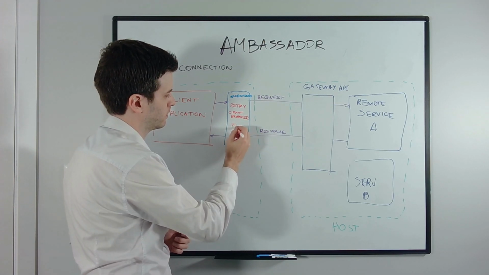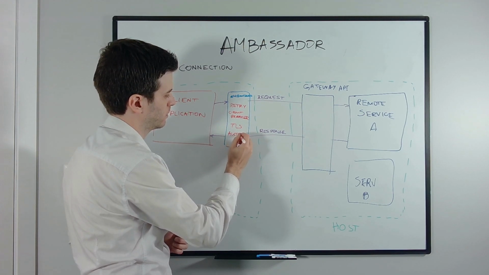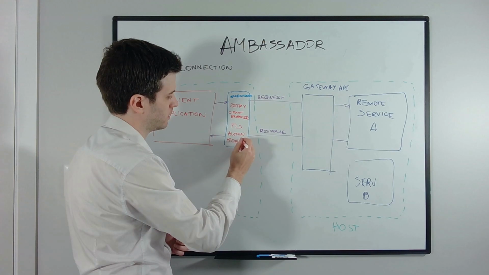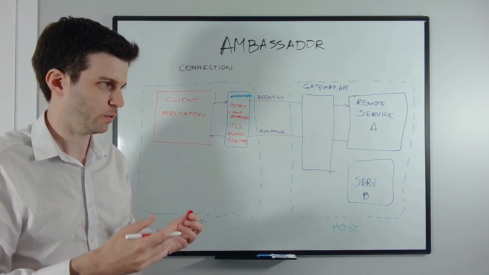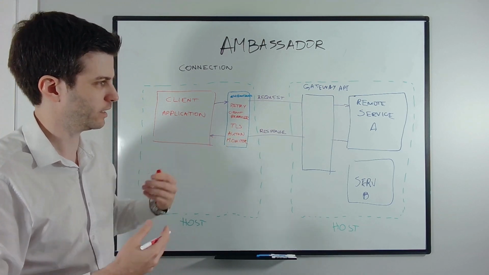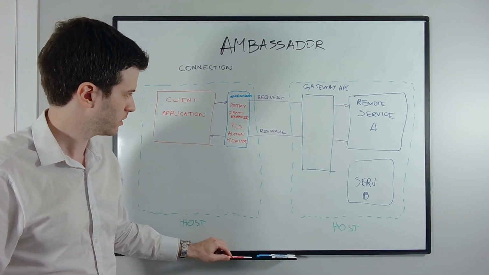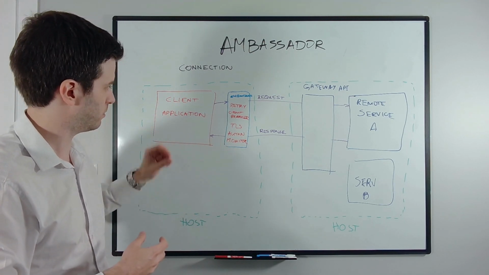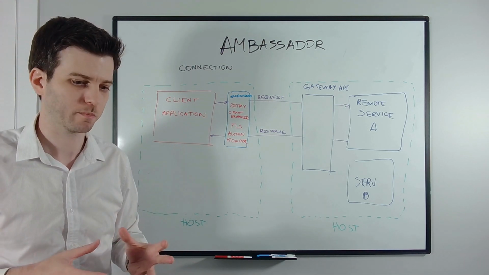Or TLS, or authentication, or monitoring. So I can see the latency of requests from the moment I send the request to the moment I get a response from the remote services. So when I implement those functionalities on behalf of the client application, I'm working with an ambassador design pattern.